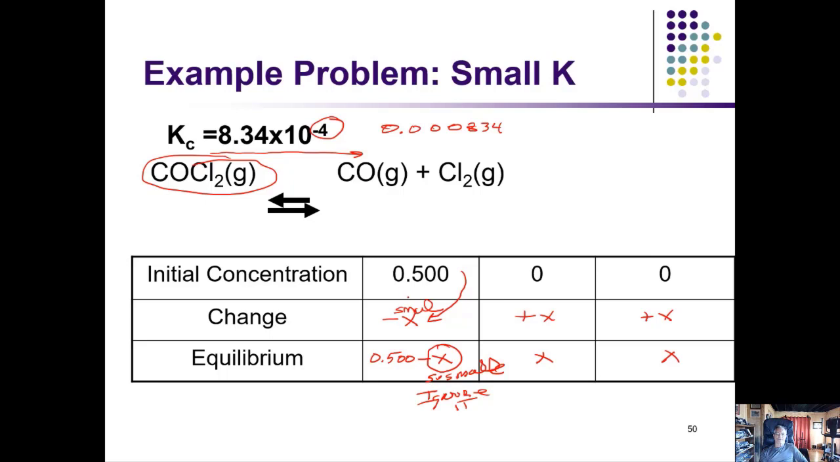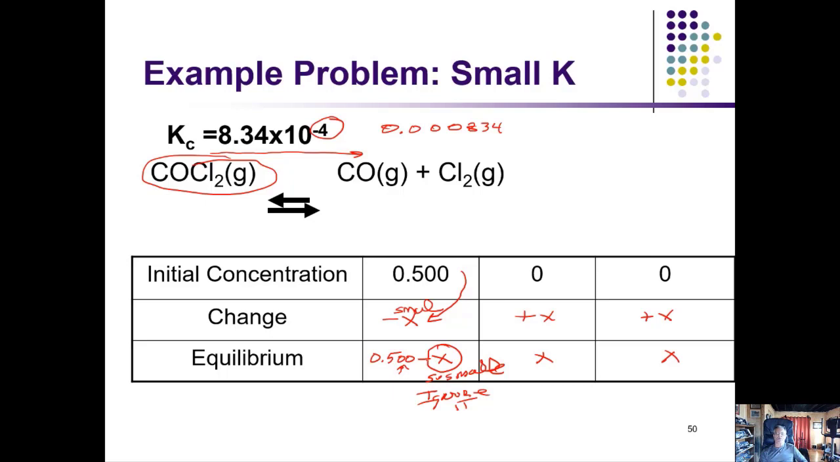The issue here is once we get to equilibrium, if we round the equilibrium concentration of our reactant phosgene, it's going to be pretty close to what we started with, because this is so small, it's not really making a difference. Now, how do you make that estimation?